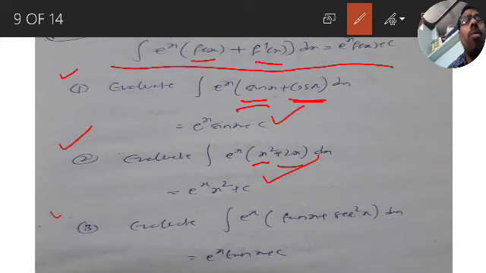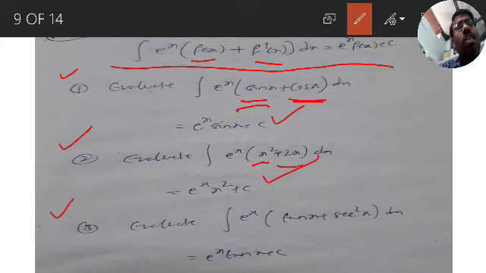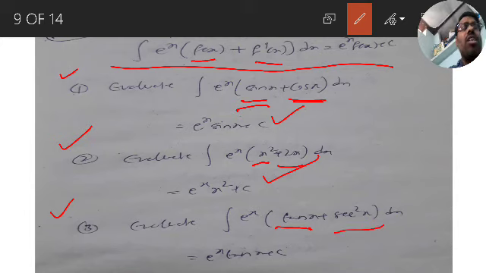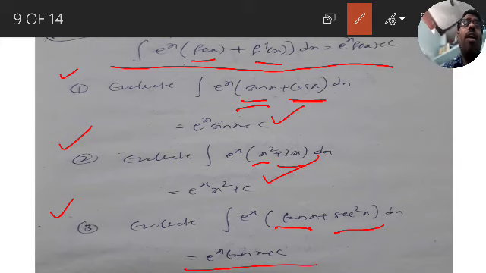Now the third problem is evaluate e^x (tan x + sec² x) dx. Here the function is tan x and the derivative of tan x is sec² x. Therefore it is of the form integration e^x into function plus its derivative. Therefore the answer is e^x into the function. Therefore it is e^x tan x + c.